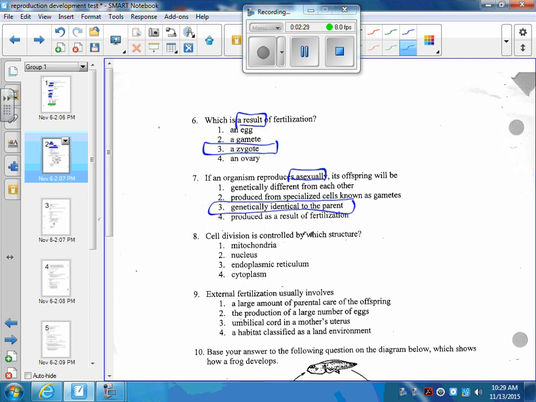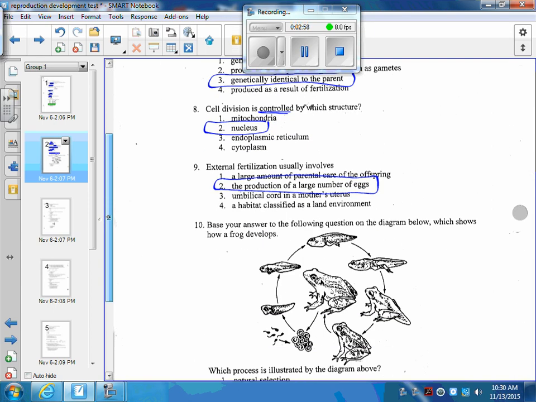Cell division is controlled by which structure? The nucleus controls all of the cell, so it's going to control whether or not the cell divides. Here's your key word, controlled. External fertilization. What does external mean? Outside. So if something is fertilizing outside, you're going to need a lot of eggs, because those predators are going to come and eat them up. So the answer is production of a large number of eggs, because some of them are going to die. This is also straight from your notes, from the chart that we did.